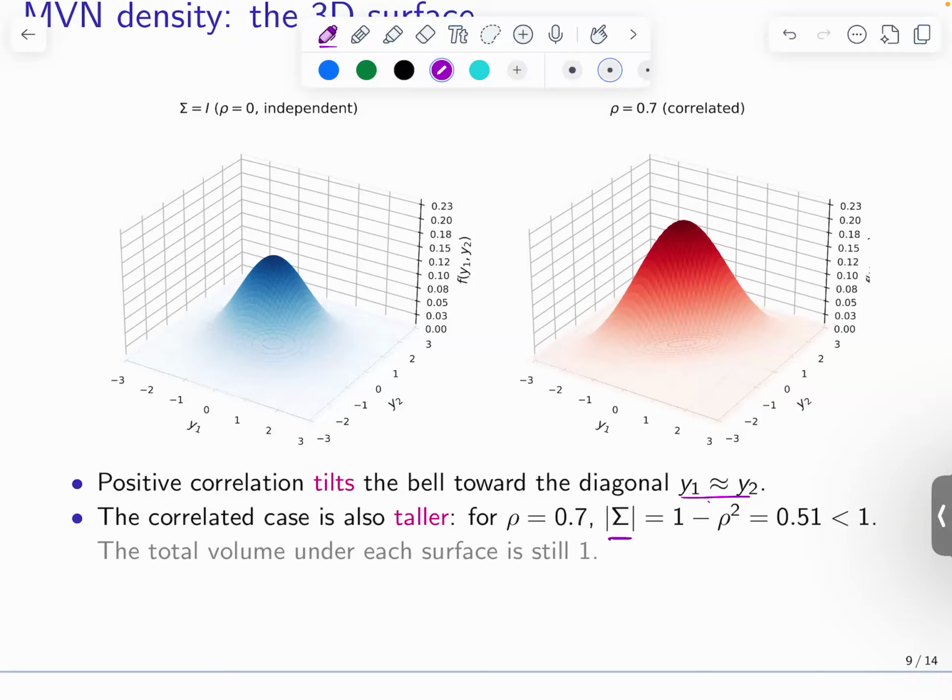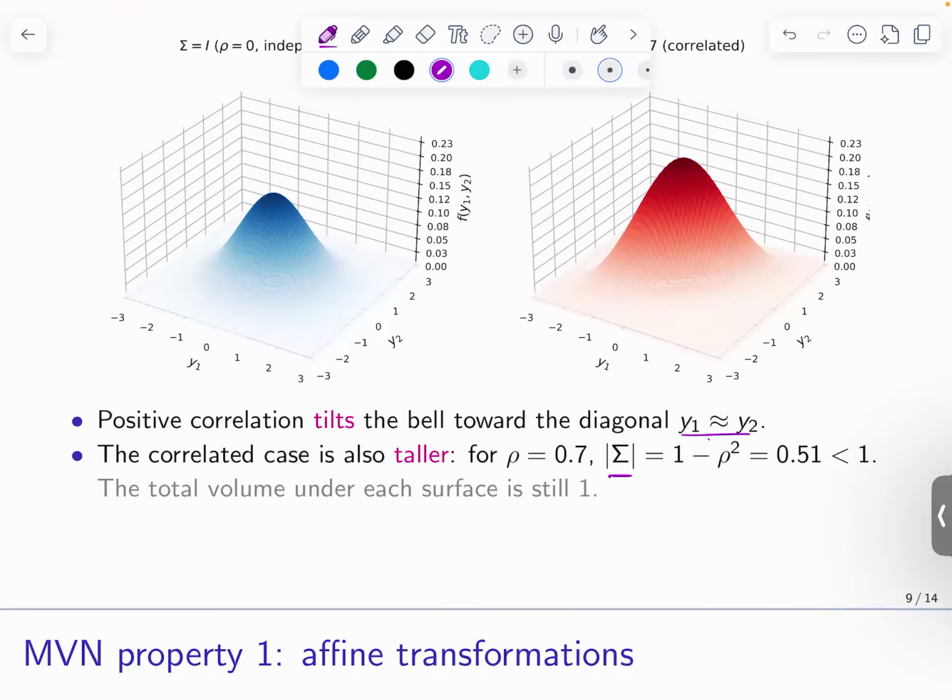I wish I could tilt it. Try to plot these for yourself using software or ChatGPT or Claude, and then you can play with it. Just look at it from different angles. You'd see that this is mostly around y1 equal y2, the more the correlation gets closer to 1 or -1. Otherwise it's just going to be symmetric.